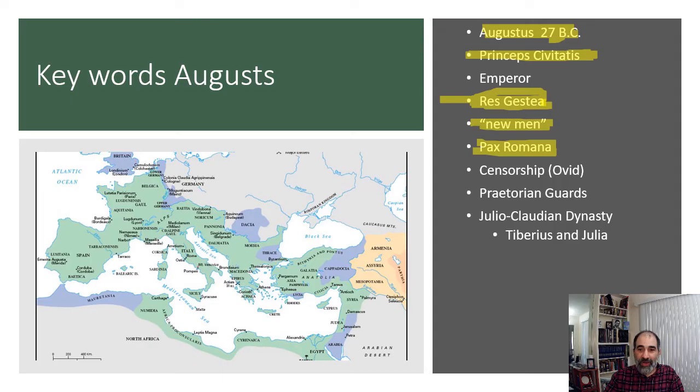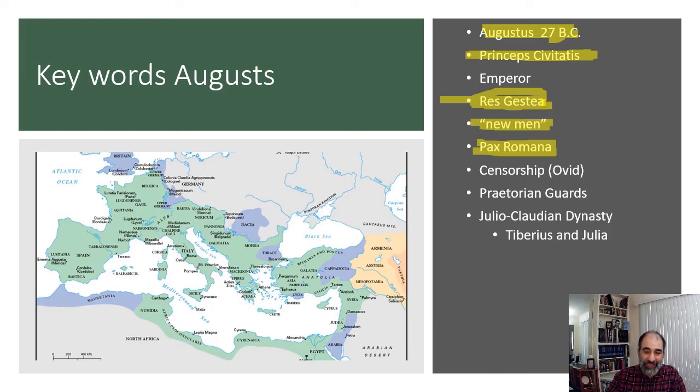So we see this with Augustus, whether it's reforming the Senate so it doesn't have as much power, putting new people in, or censorship. One of the things about Augustus is he does impose censorship. There's a famous story of a poet named Ovid, whose works were not allowed during this time period. Another thing Augustus does is establish what is called the Praetorian Guard. The Praetorian Guards are the elite guards that guarded the emperor.